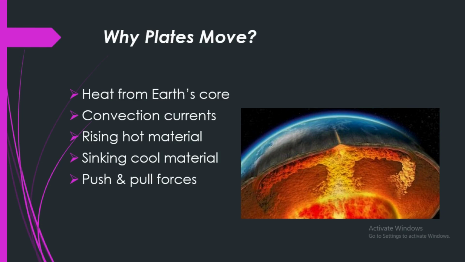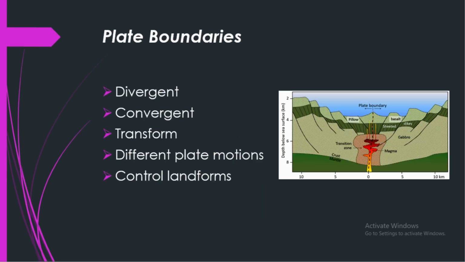Why do plates move? Basically, heat from the Earth's core causes convection currents, which raise the hot material and sink the cold material, and push and pull forces occur during plate movement. What are the plate boundaries? Basically, there are different plate boundaries such as divergent, convergent and transform, which have different plate motions and control landforms.